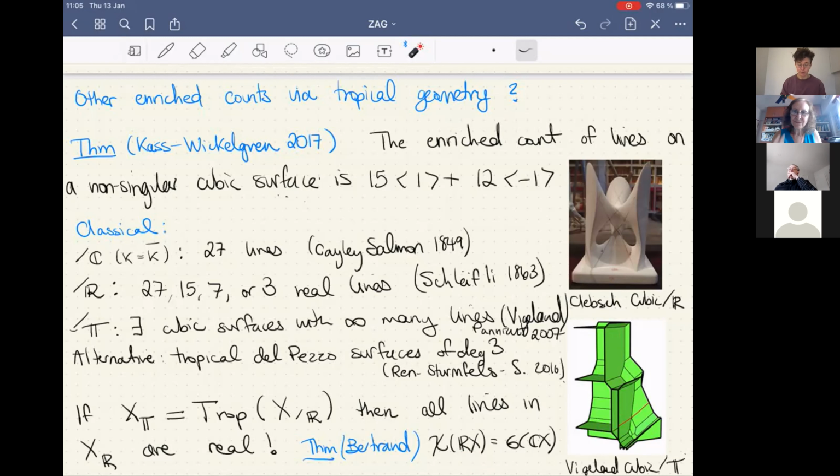In terms of this lifting question, which I presented as a pre-question to the enriched counts, there are very good reasons to believe that if you have a non-singular tropical surface that came from something defined over a non-algebraically closed field, then all 27 lines are still rational. I can say more of that off camera, maybe.